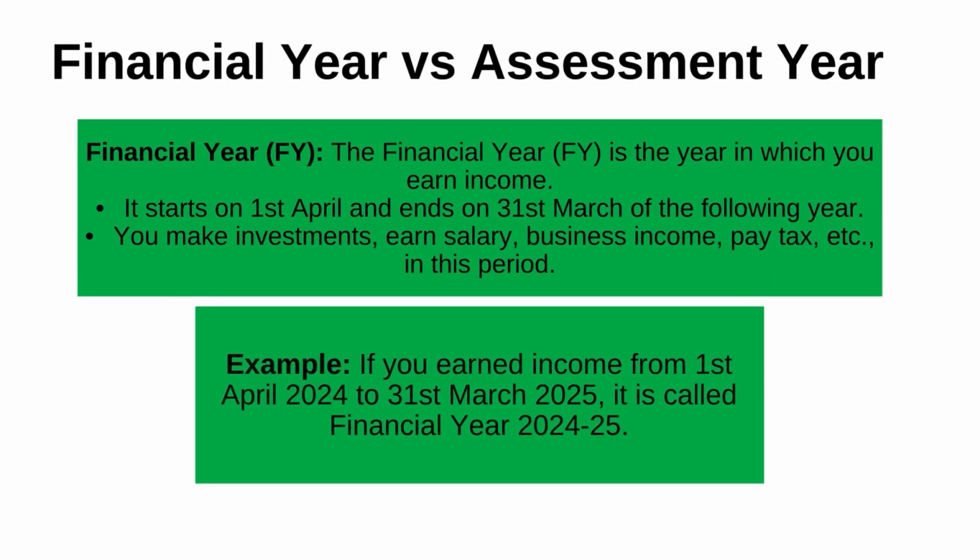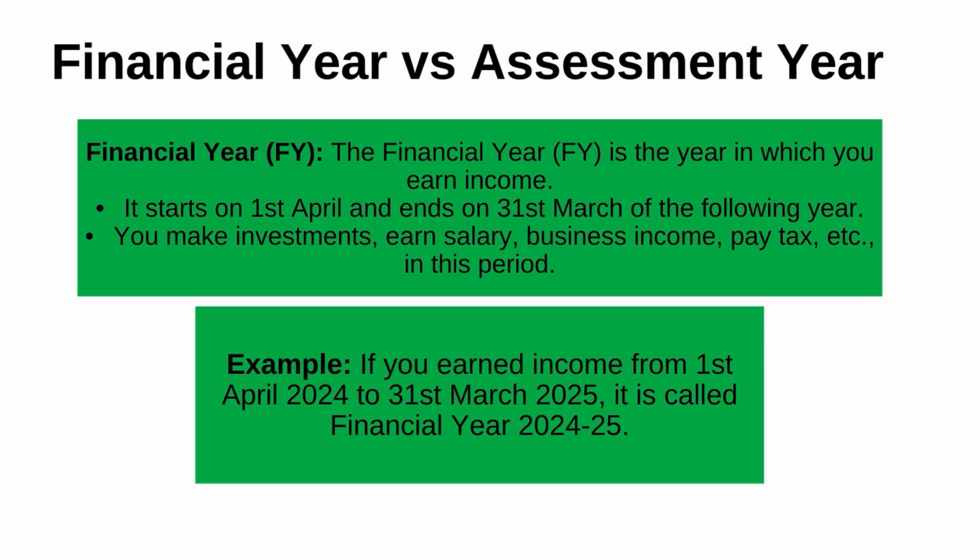Then, after exemptions and deductions, what do we mean by financial year versus assessment year? The financial year is the year in which you basically earn the income. This is the year when you earn the income. It starts on 1st April and ends on 31st March of the following year. This is the definition of financial year. You make investments, earn salary, business income, pay tax, etc. in this period. Whatever you earn, whatever you invest, comes under the financial year.